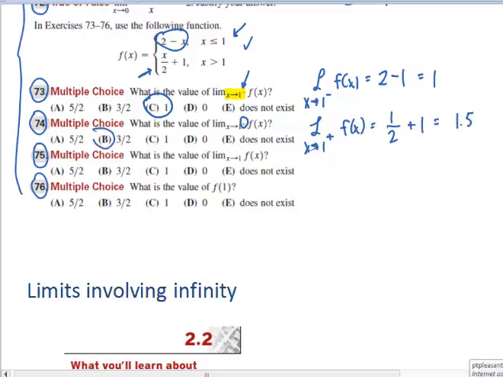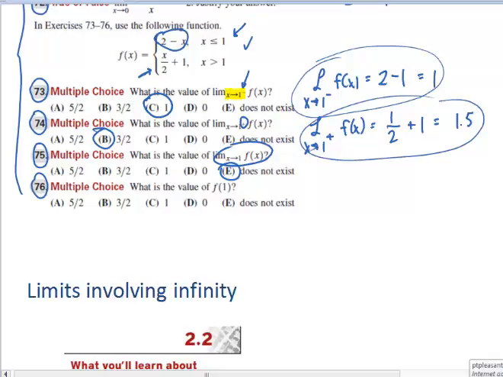Now, because they're asking for the whole limit in the third part, in 75, we would say that does not exist because the left-hand limit doesn't equal the right-hand limit. And the last question is, what is f of 1? Well, you plug 1 into the function, and you would have to use the top function, and this would equal the value of 1.